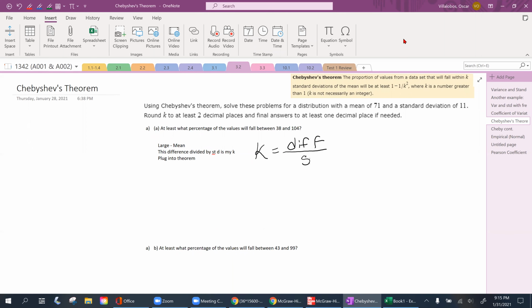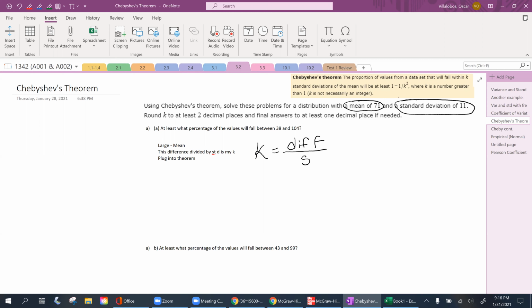Using Chebyshev's theorem, solve these problems for a distribution with a mean of 71, that's going to be important, and a standard deviation of 11. Round k to at least 2 decimal places, and final answers to at least 1 decimal place if needed. So that means my k is going to be 2 decimals, and my final answer just 1 decimal place will be fine. So the sub question, part A, is: at least what percentage of the values will fall between 38 and 104? So how we start here is going to be step 1.